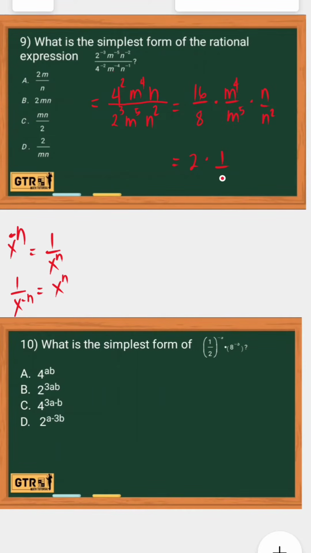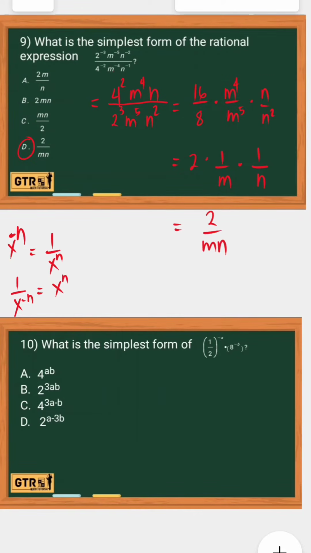5 minus 4, that is 1. So m to the 1 or simply m times n over n squared. Again, the denominator has larger exponent. So therefore the answer is in the denominator. So 2 minus 1, we have n to the 1 or simply n. So finally we have 2 over mn. So the answer is 2 over mn, which is letter D.